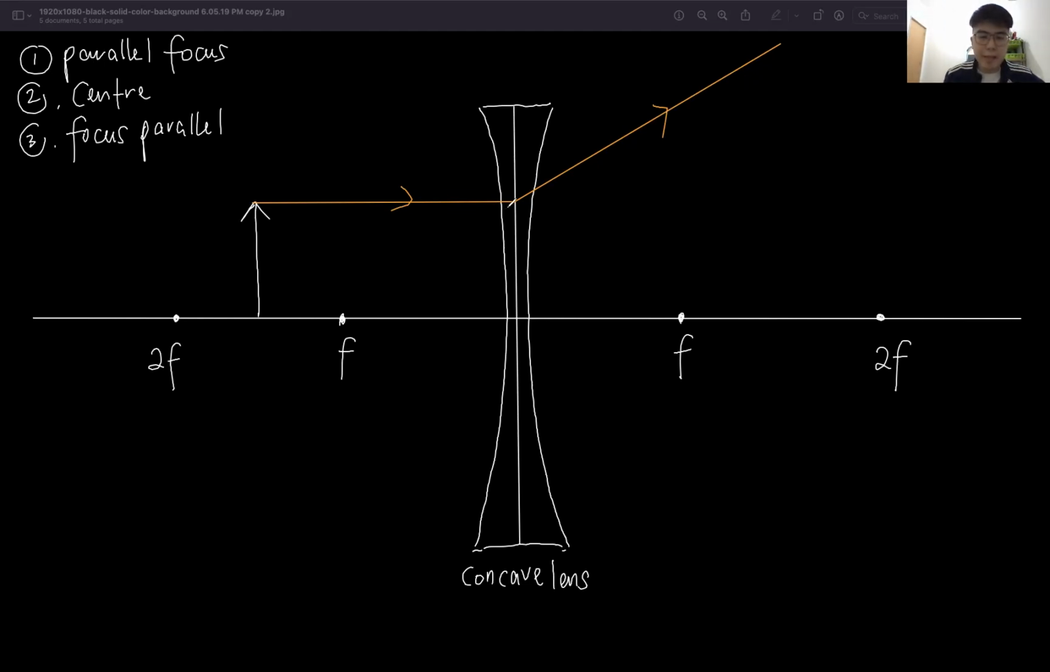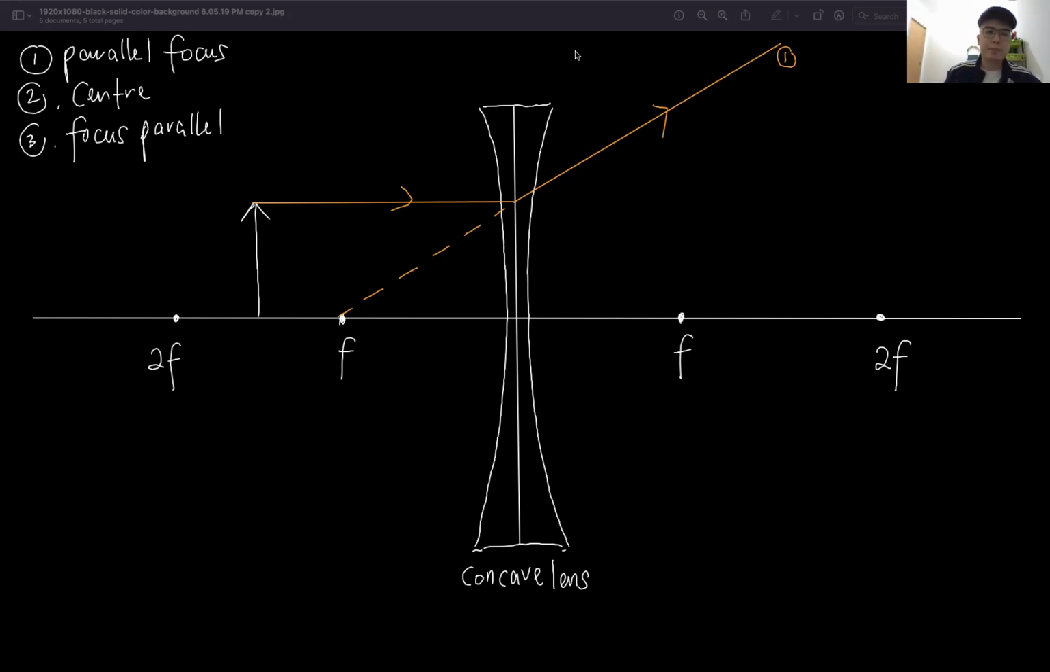So that is why I have to extend it backwards. I have to use extrapolation. Extrapolate this light ray. And it will appear that it is coming from here. So we can also say that this light ray is parallel focus. Okay, you see the difference? The difference is there between a concave and convex. And this is actually one of the 4 diagrams earlier, right? So diverge and appear to come from this point.